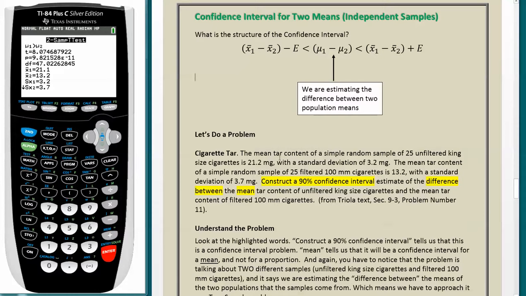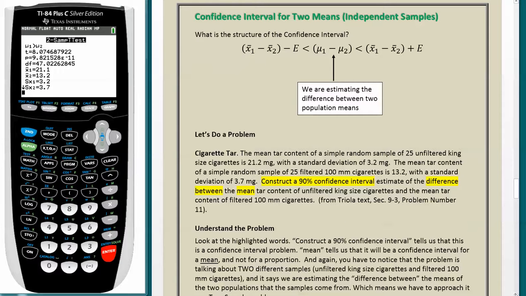So let's do a problem. It's the same problem we did in the hypothesis test. So I'm not going to read it word for word, but I'm going to assume that you're going to pause the video now and read this carefully to remind yourself what kind of sample data they're giving us.